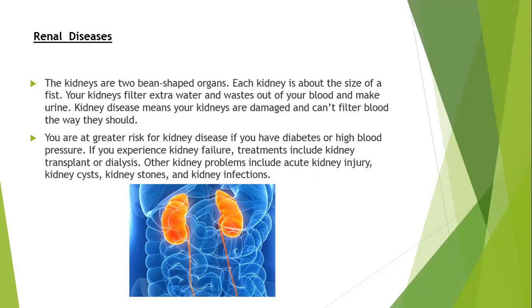You are at greater risk for kidney disease if you have diabetes or high blood pressure. If you experience kidney failure, treatments include kidney transplant or dialysis. Other kidney problems include acute kidney injury, kidney cysts, kidney stones, and kidney infections. So basically, in this chapter, we'll be discussing the physiology and also the pathophysiology of the kidney.